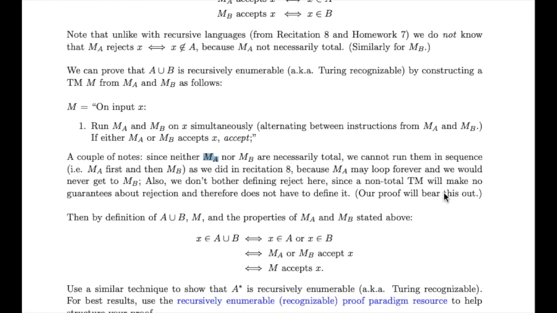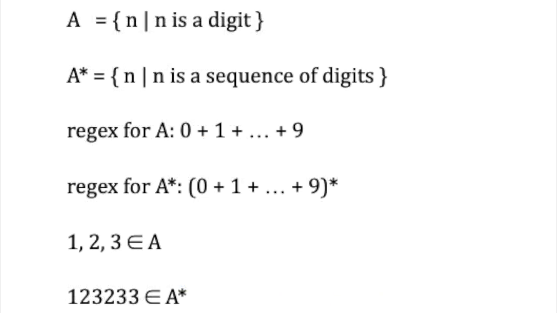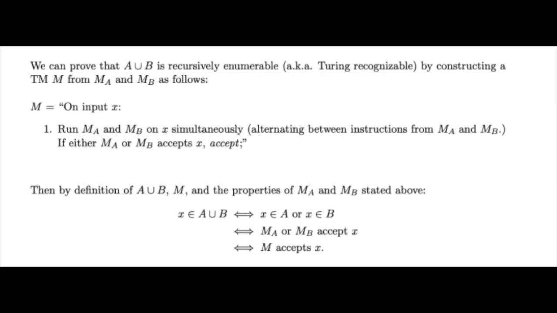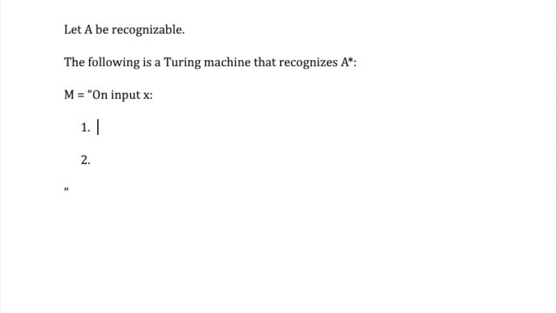So now the question asks you to show this also for A star. Here's a simple example of an A and corresponding A star, and of course if the language is regular, then it must be decidable and it must be recognizable. Take a second to pause and look at the provided example and try to come up with your own answer before we continue on to the solutions. Okay, so let's get into it.